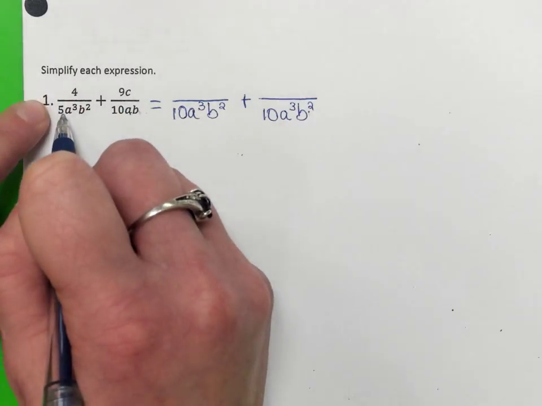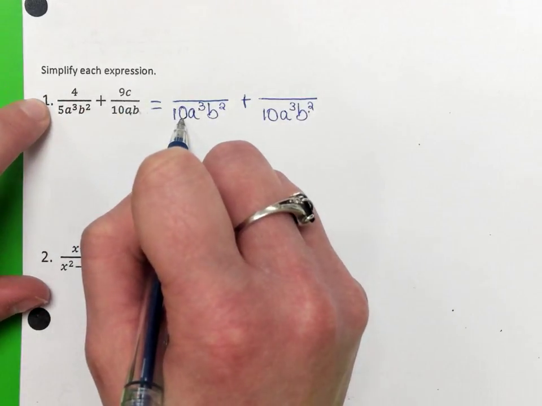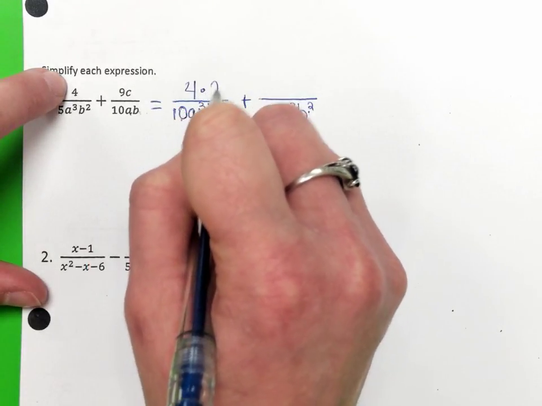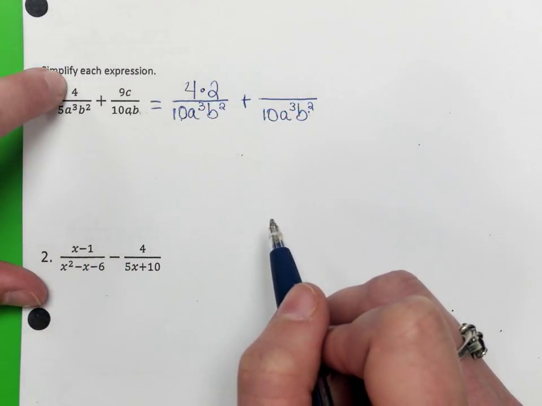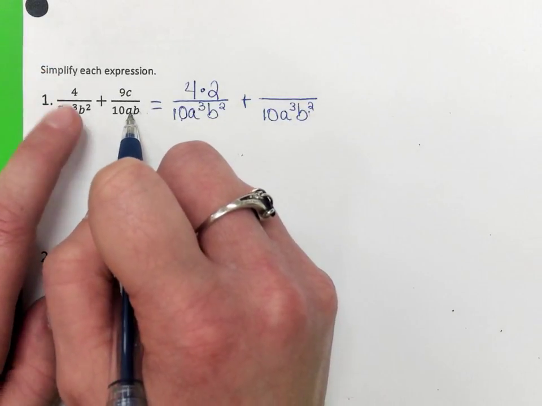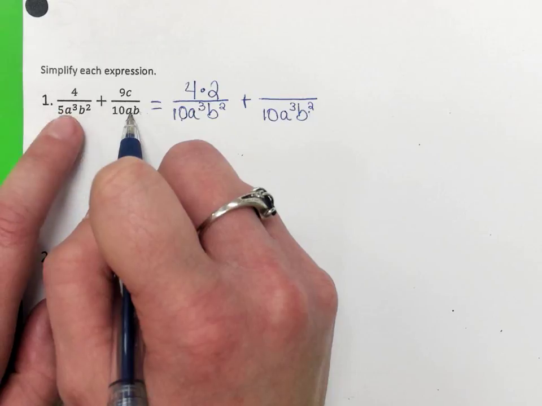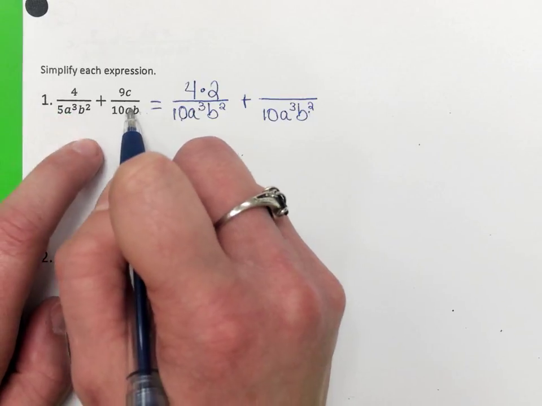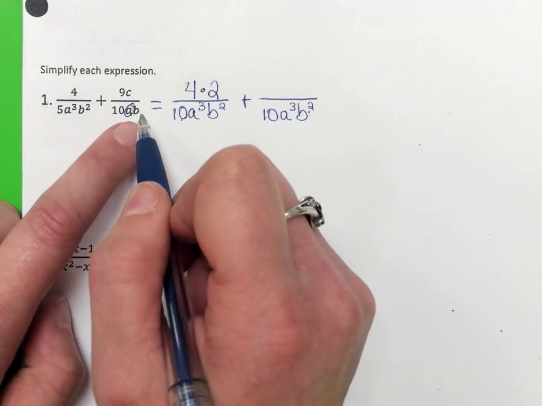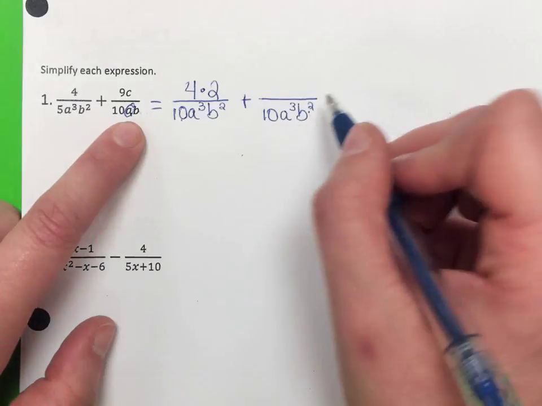Alright, so here we go. How did we make 5 become 10? Times 2. So you have to take this 4 and times 2. Alright, a cubed. This one already had an a cubed, so I'm not going to multiply anything on that one. But this one, how do we make a become a cubed? What do we need to multiply by? A squared. Very good.